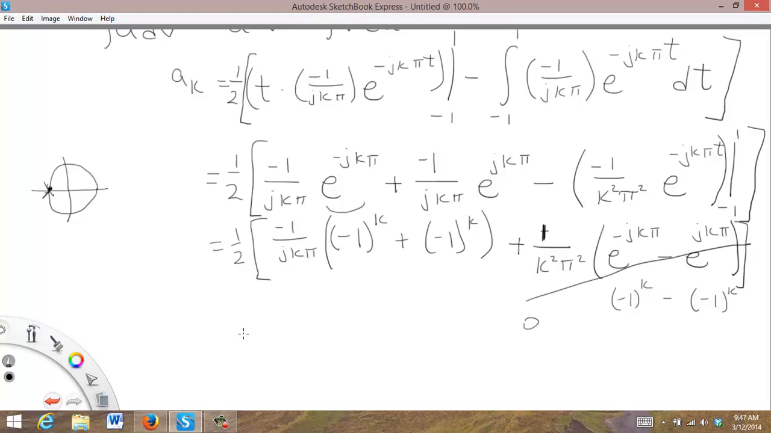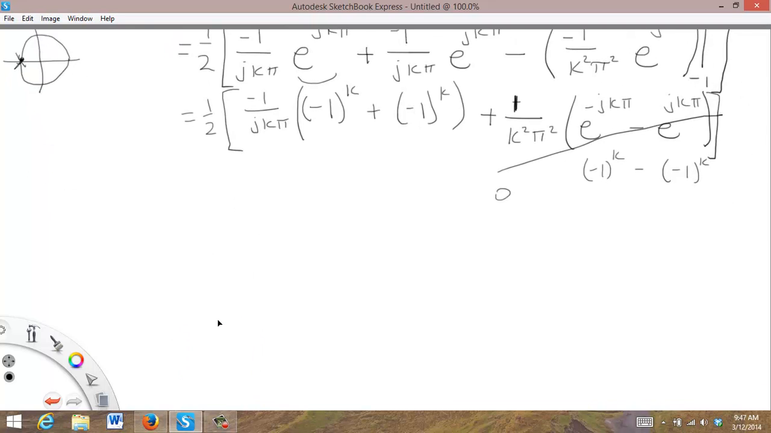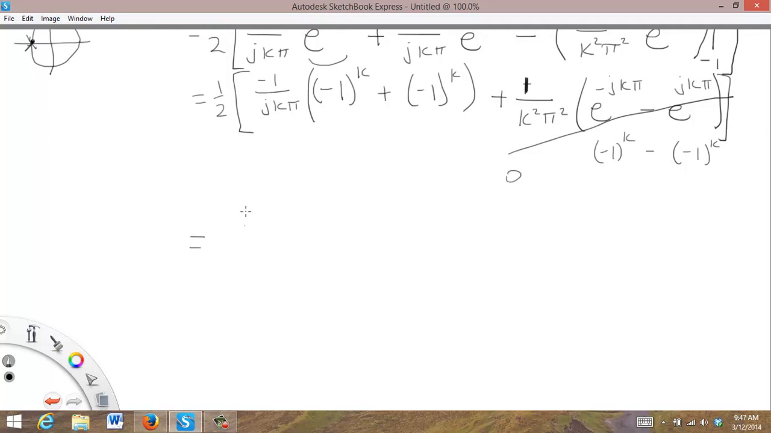So I'm left with, again, I'm combining these to put a 2 here. This 2 will cancel with that 2. I end up with negative 1 over j k pi, and this whole term is 0. So this is in fact my a sub k. And the only other thing I could do is bring the j out of the denominator if I want. So if I did that, it would end up being j over k pi, and that's for k not equal to 0, and that's it.